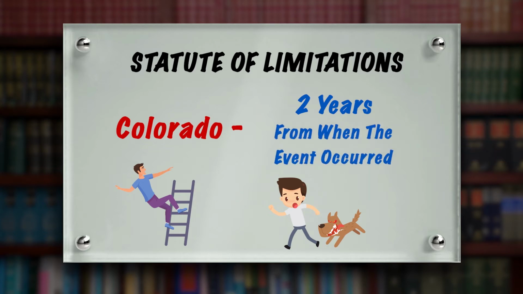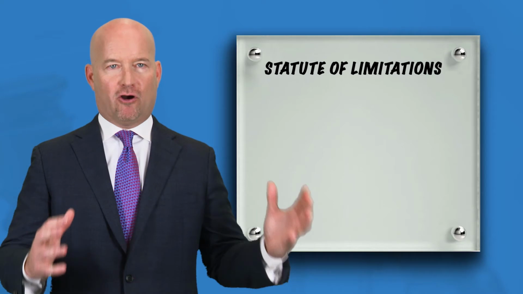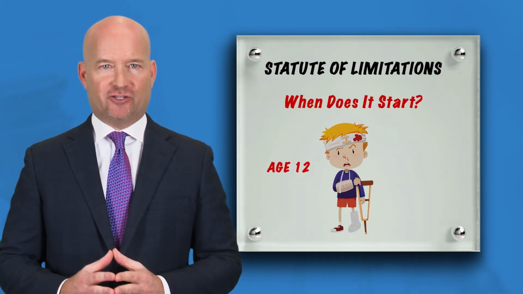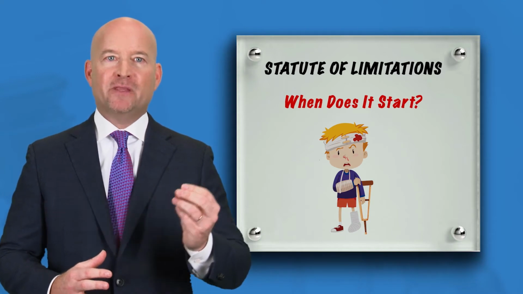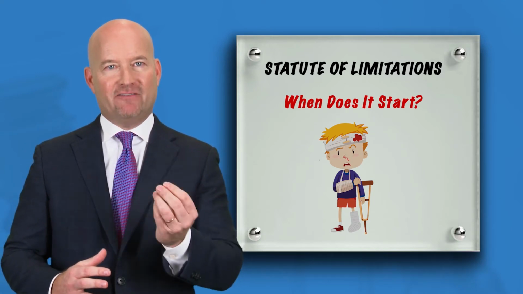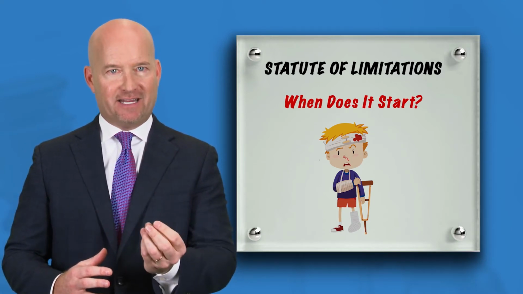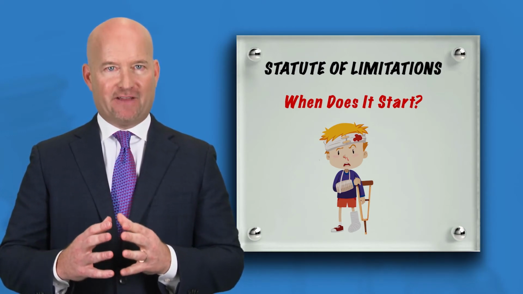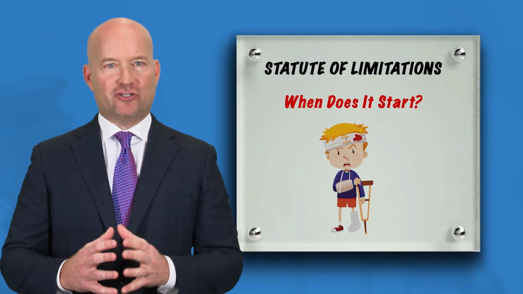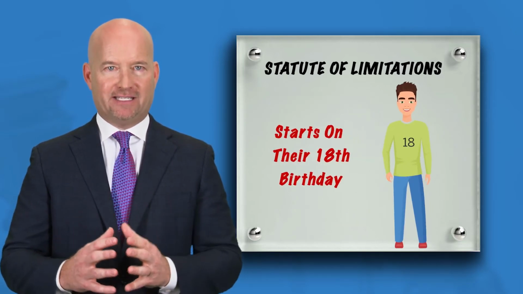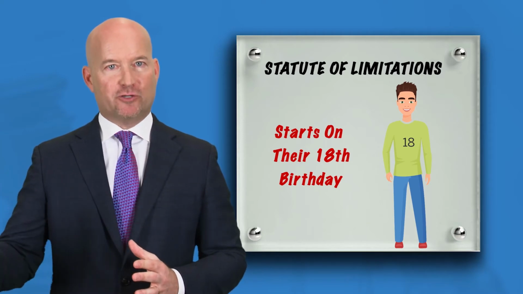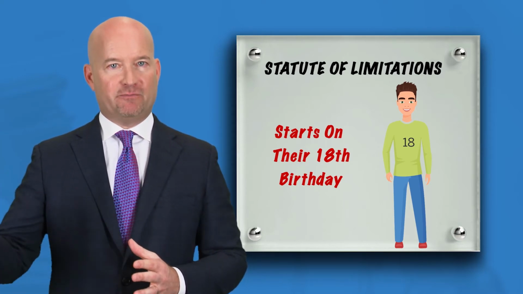But what happens if you're a child and you were hurt in a car crash at age 12? When does your statute of limitations start to run? Because under the law, you as a child can't even bring a claim. You have no capacity under the law to bring a claim. For people under the age of 18, the statute of limitations starts to run on their 18th birthday, and their statute will run for the number of years permitted from their 18th birthday.